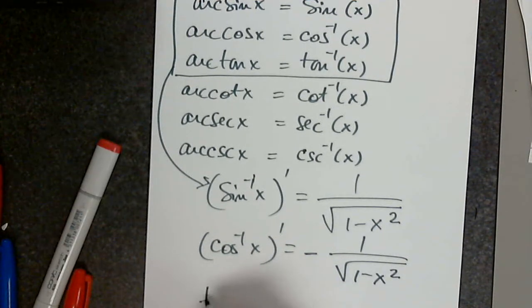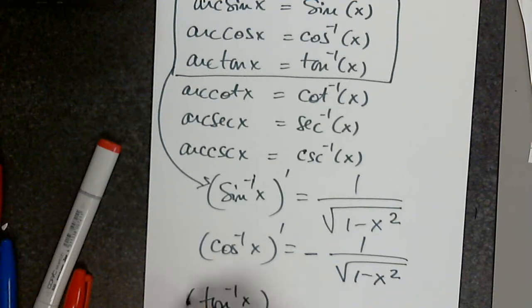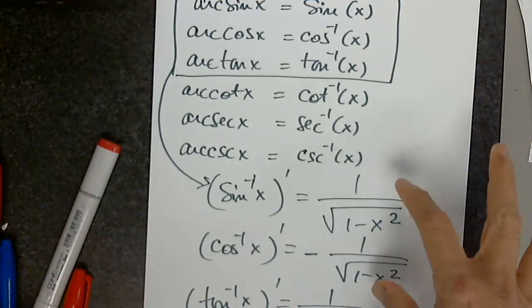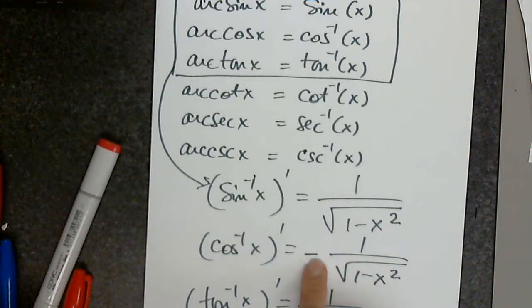And just one more. Tangent inverse x prime is 1 over 1 plus x squared. These you have to remember, please. And I would like us to practice. So these 2 are pretty similar, just minus in front. And this one has plus. These 2 have minus. This one has plus.